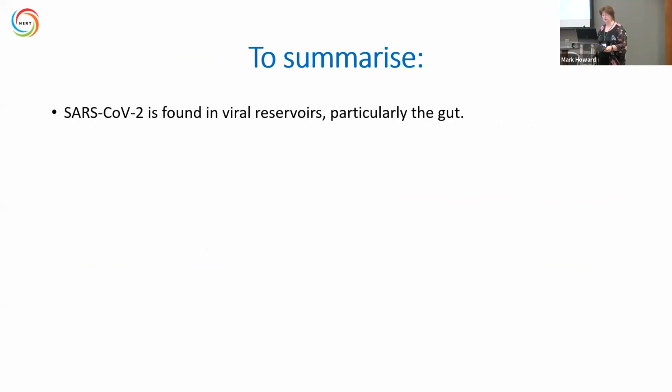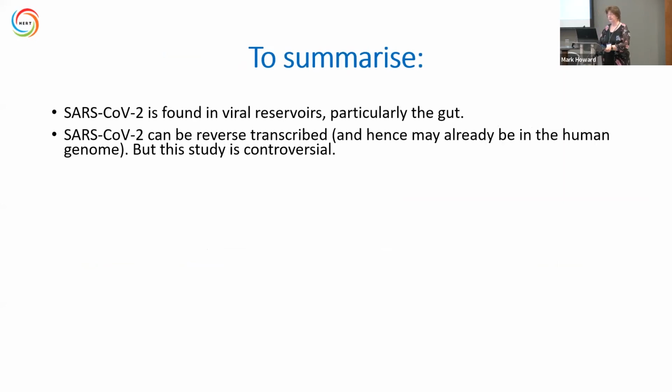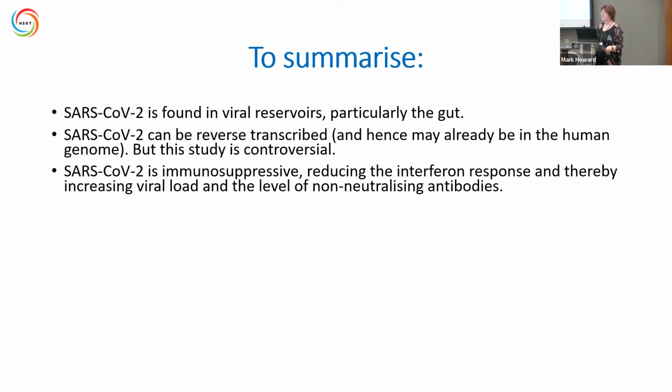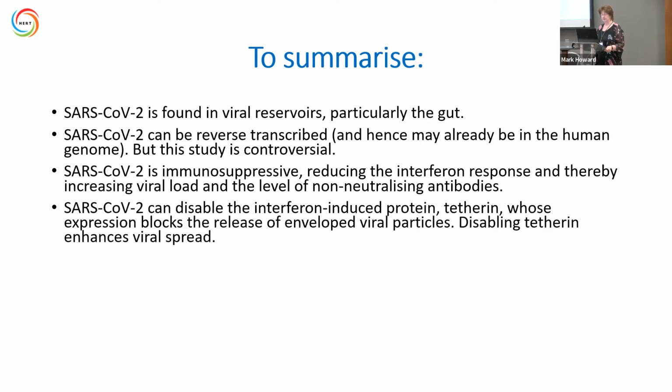SARS-CoV-2 is found in viral reservoirs, particularly the gut. It can be reverse transcribed and may already be in the human genome. It's immunosuppressive, reducing the interferon response, increasing viral load, and increasing the level of non-neutralizing antibodies, in other words, the ones that make things worse. It can disable the interferon-induced protein tetherin, whose expression blocks the release of enveloped viral particles. Disabling tetherin enhances viral spread.